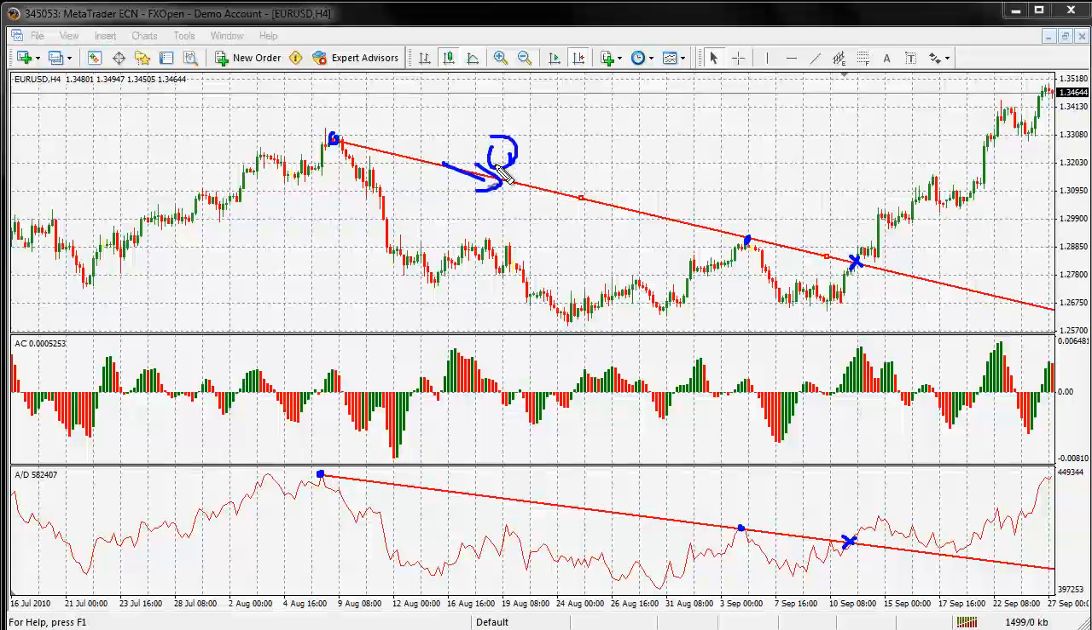This is 1, 2, our trigger, and 3, our confirmation. Now our confirmation is right there, and we've got green bars above the vertical scale, so we can go long.